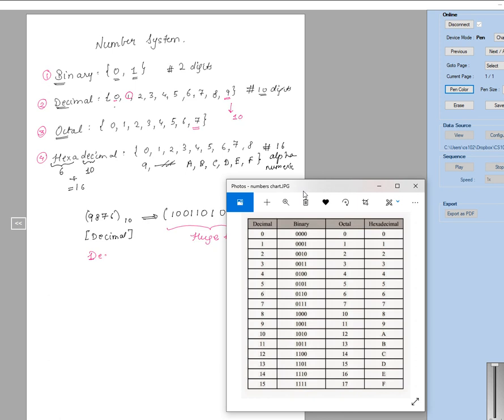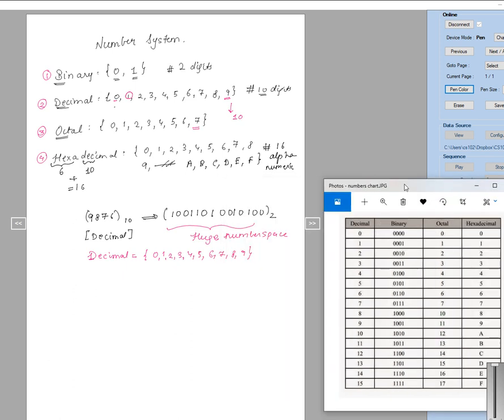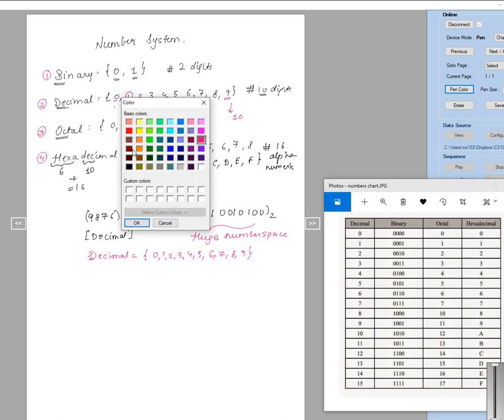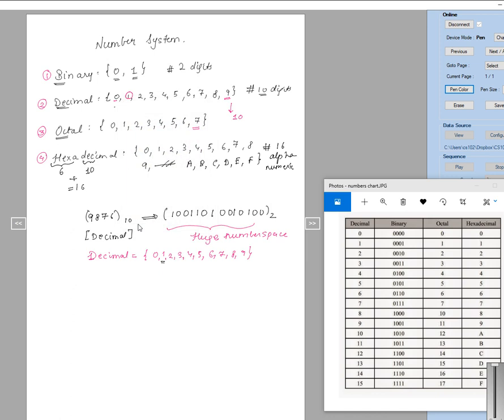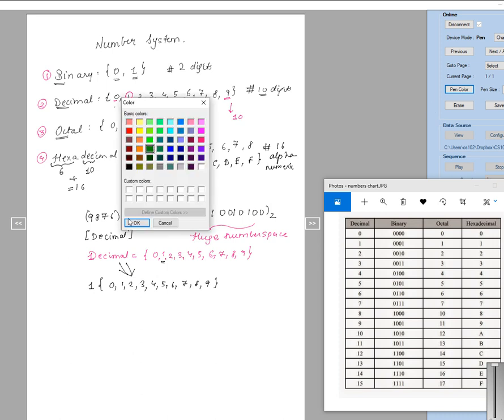For example, the decimal has digits like this: 0, 1, 2, 3, 4, 5, 6, 7, 8, and 9. Fine. Let me change the pen color to, let's say, black. So now I take the first digit, which is 1, and beyond these digits, I will put all the digits that belong to the set of binary, right? So you just keep this particular thing here. And now let me expand these digits. Let me take another color.